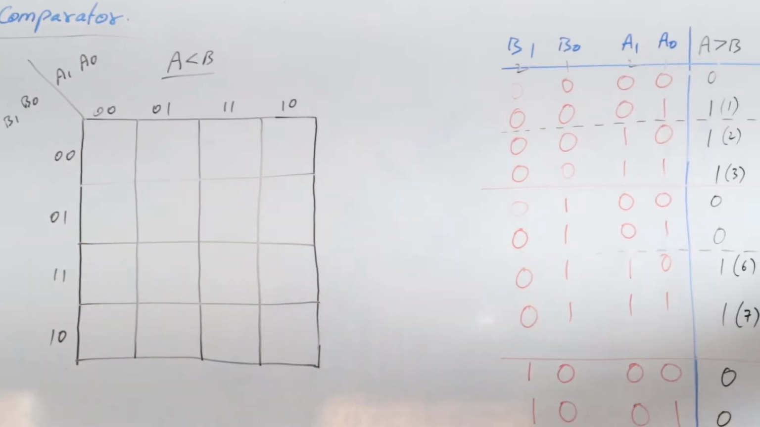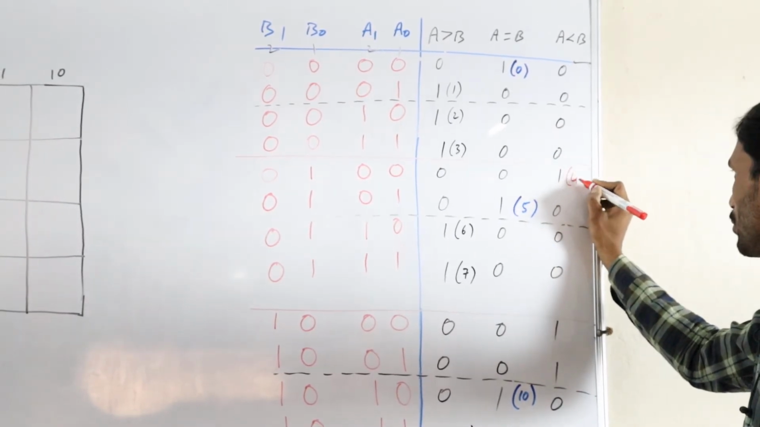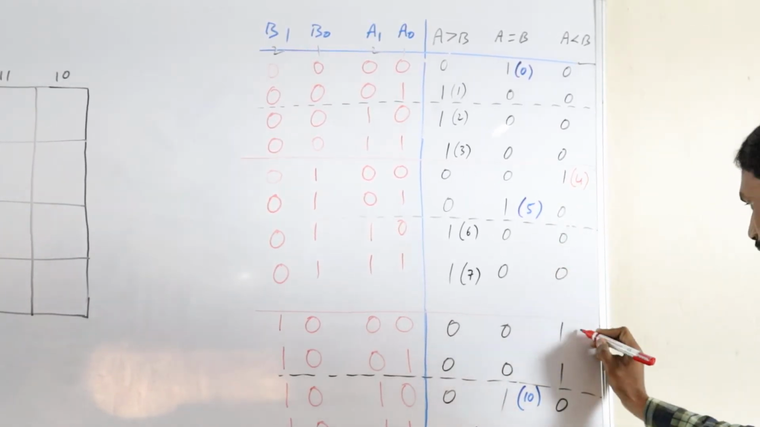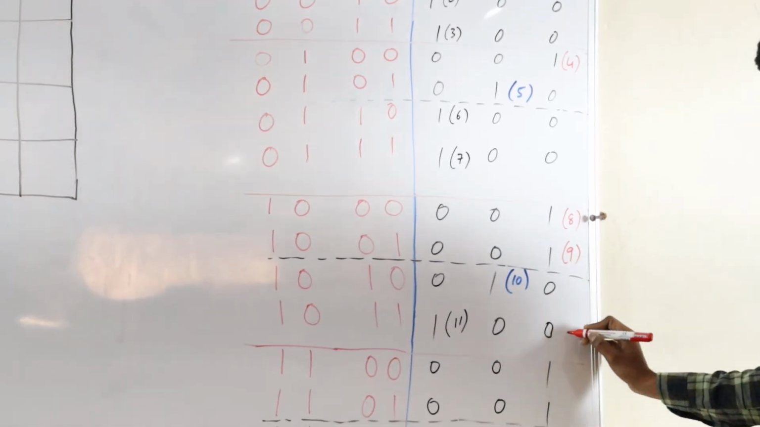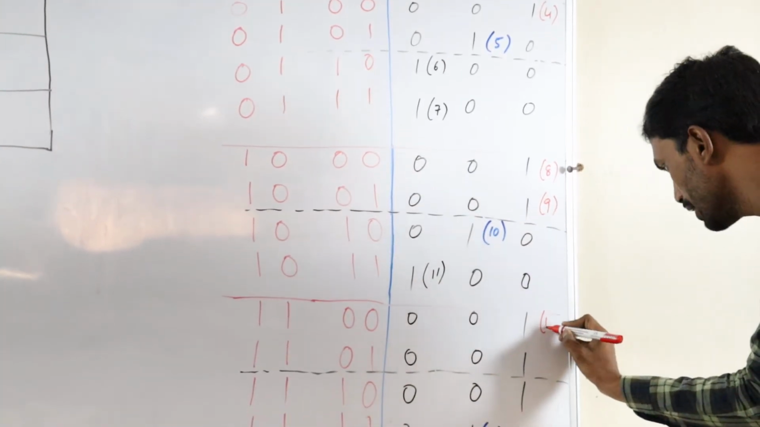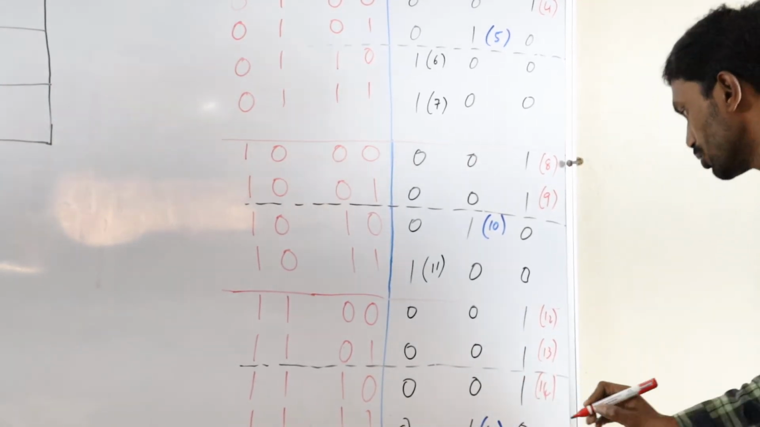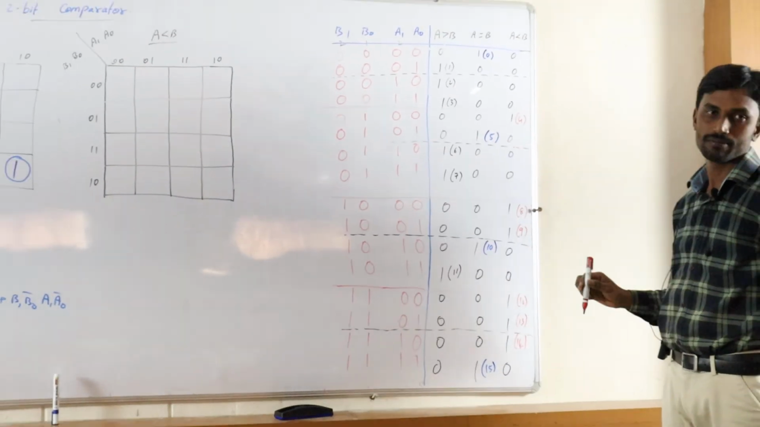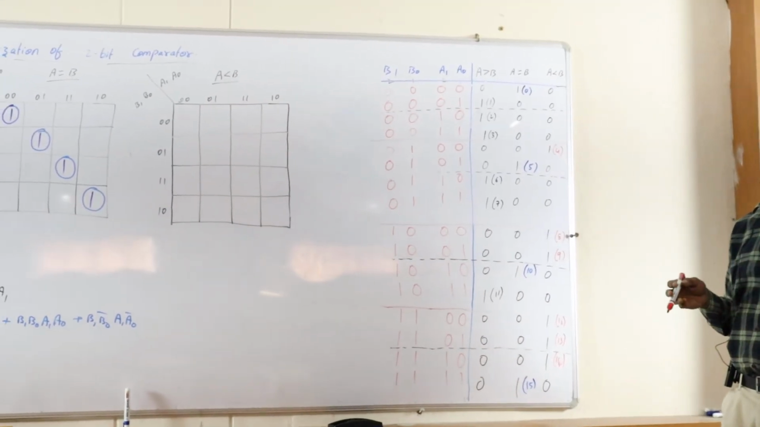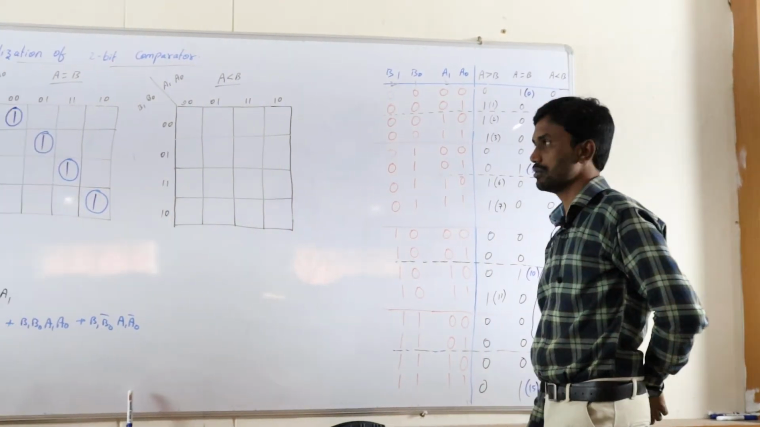So A less than B, where is it 1? This is 0, 1, 2, 3, fourth one. 5, 6, 7, eighth one. Ninth one, 10, 11, this is 12, 13 and 14. So how many ones are there? 1, 2, 3, 4, 5, 6. So these 6 combinations you have to take: 4, 8, 9. Now note down.